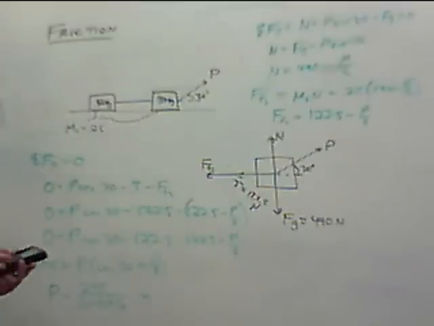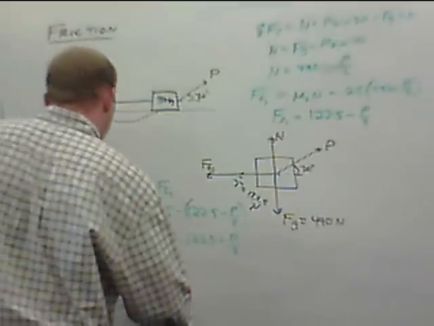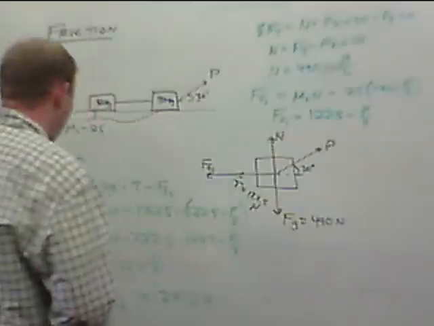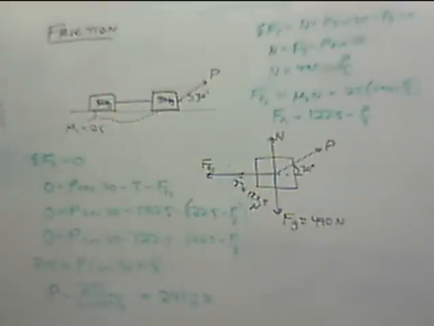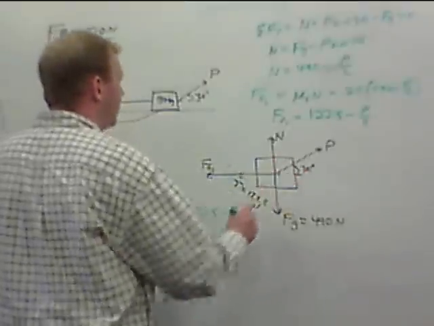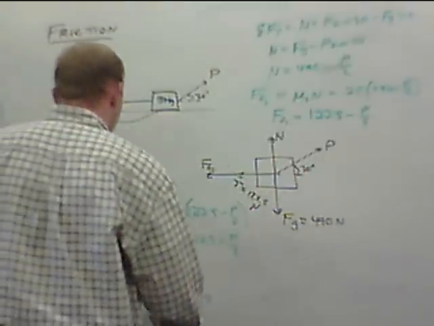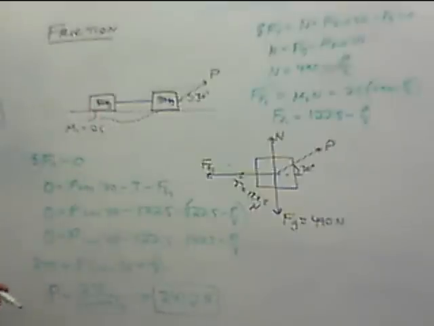We can solve this. P is 247.2. Okay. So at this point, that means P has to be 247.2 newtons in order to get this block, this system of blocks, moving.